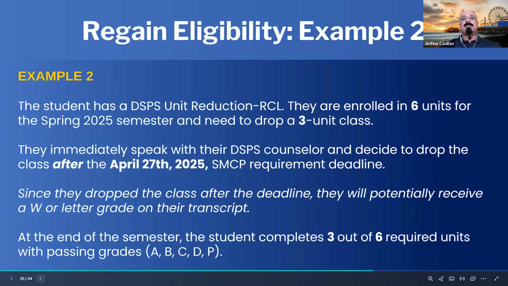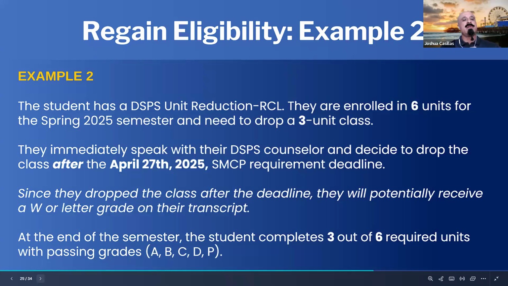This is the second example, okay? It's the same example, except this student has a unit reduction or an RCL, which stands for a reduced course load. They are part of the DSPS program. They're also located on the Student Success Building, main campus, 1900 Pico Boulevard, on the first floor.